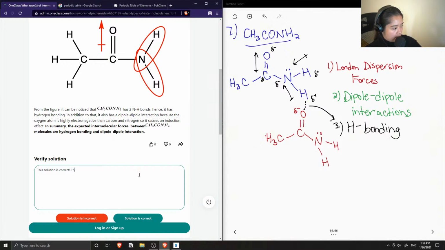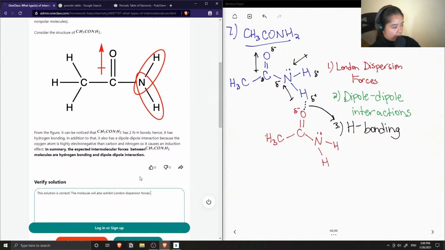And I'll also just note that the molecule will also exhibit the London dispersion forces, and like what they mentioned at the top, van der Waals forces.